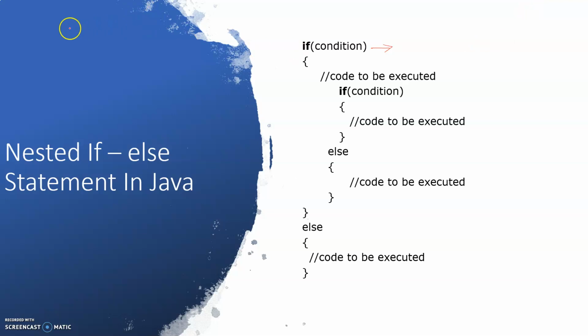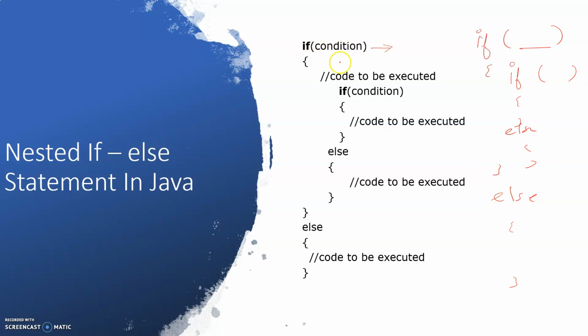So we know how to write the syntax for an if-else, right? For example, if condition, else. So this is how we will be writing a syntax for if else statement. Now we are writing another if else inside the if else. So this we call it as a nested if else statement.